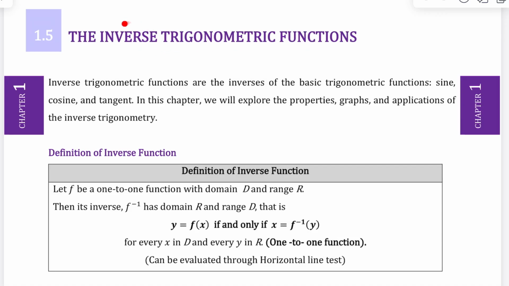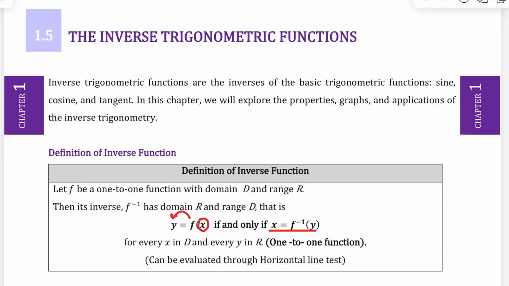Welcome to the new topic 1.5 entitled The Inverse Trigonometric Functions. We already learned inverse function in Maths 1, where we learned the definition of inverse function. f must be a one-to-one function for it to have an inverse. You can find the inverse from the basic function y equals f of x. In order to find the inverse, this x will be f inverse of y.